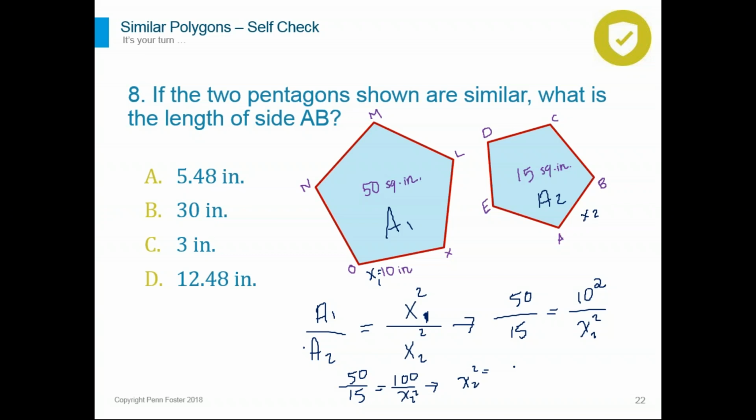x2 squared equals 100 times 15 divided by 50. Multiply and divide. That will give you that the square of the side is 30. Then take the square root of 30 because we want the side, not the square, and that will give you 5.48 inches, and that would be answer A. That's it. So again, similarity means proportions, two equal fractions.